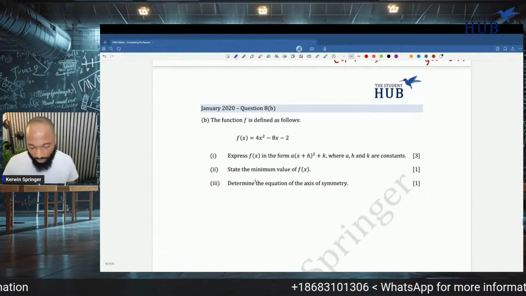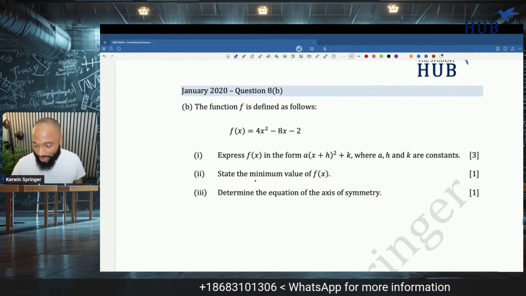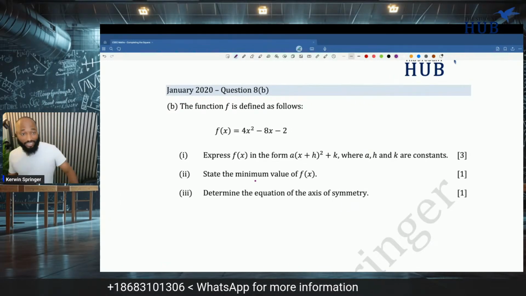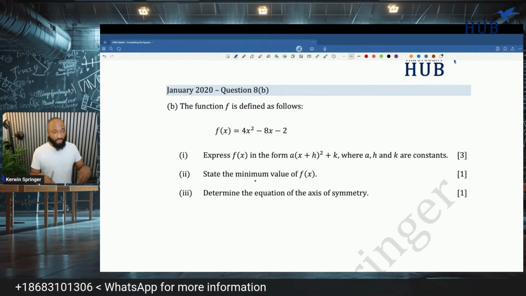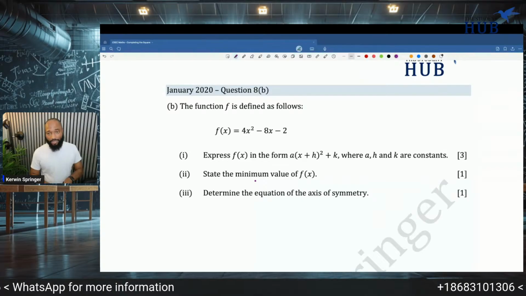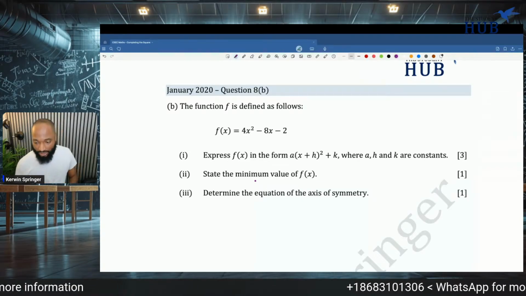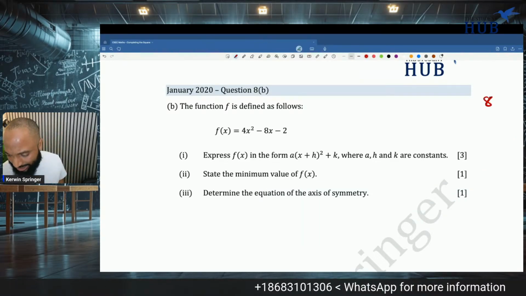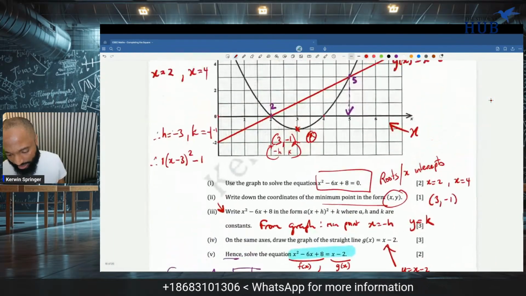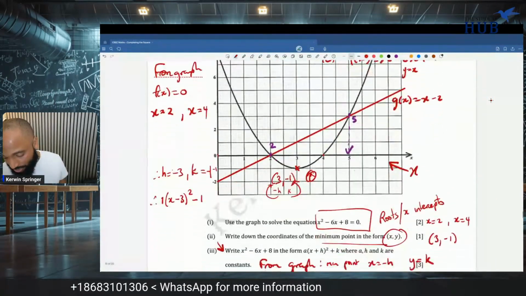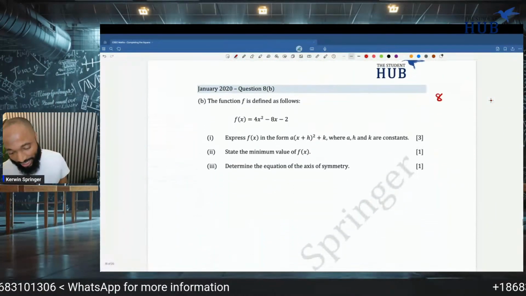Let's go. Let's go. We reached January 2020, ladies and gentlemen. This is modern times now. This is within the realms of the updated syllabus. This is question 8. I lost track of how much we do, and I'm going to count it again.